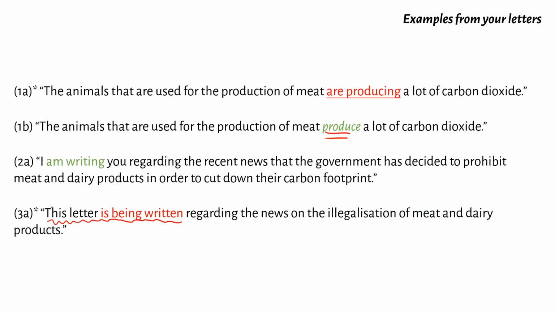You don't need to avoid I here. You could simply say, I am writing regarding the news on the illegalization of meat and dairy products. That's fine. That's correct. It's a good sentence to say that. So you don't need to rewrite this active sentence into a passive sentence to avoid the I. That's not necessary. So this one's incorrect and this one's incorrect. All right? You don't use are producing, you use produce, and you don't say is being written, you say I am writing. Okay?